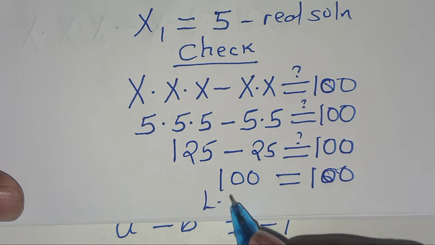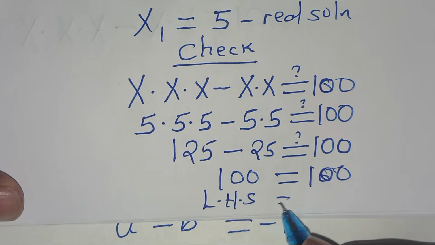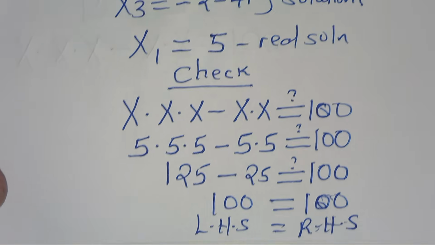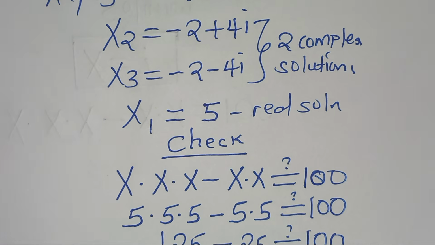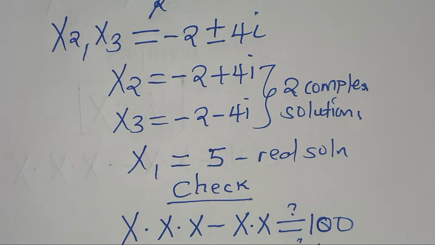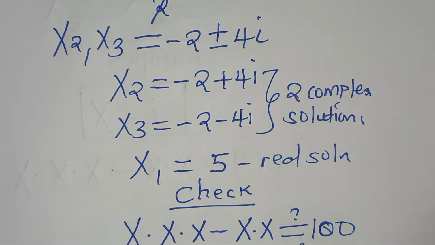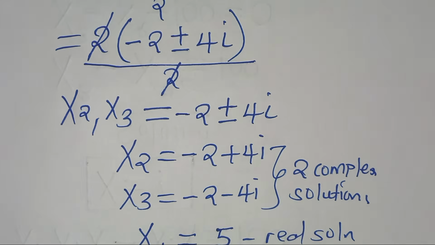So 125 minus 25, this is equal to 100, and this is equal to 100. So the left hand side is equal to the right hand side. And this proves that the real solution here, which is 5, satisfies the equation. So we have two complex solutions and only one real solution for this algebra problem.